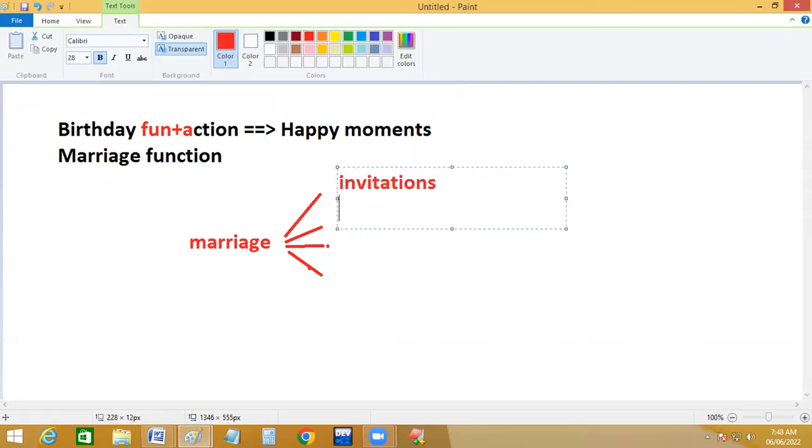Invitation, one person. Food section, one person. Decoration, one person. Lodging and boarding like this. Receiving or not? Say yes or no?